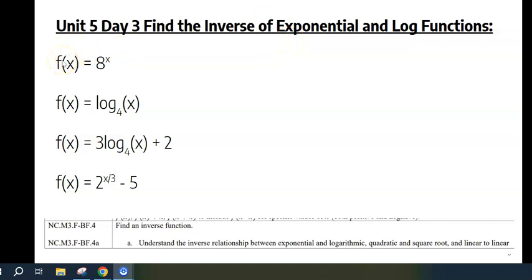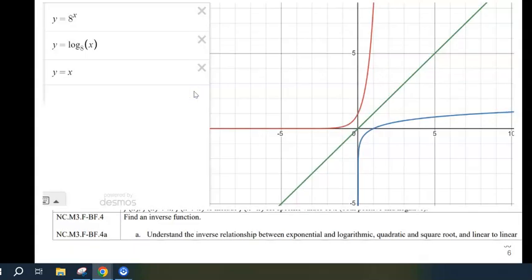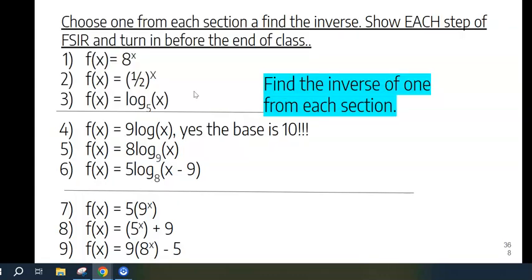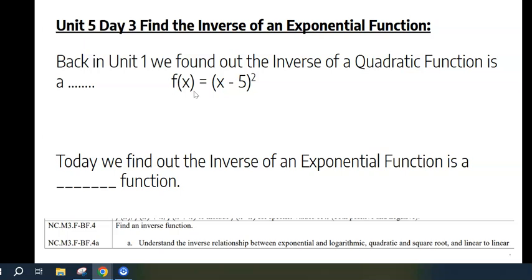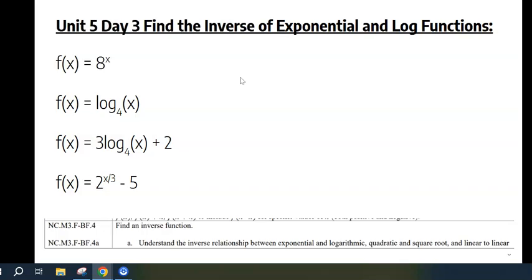Unit 5, Day 3, we do inverse of exponential and log functions. The inverse of an exponential function is a log function, and a log function would be an exponential function. Just like we did in Unit 1 when we had a quadratic function, it would inverse to a square root function. Similar thing happens here with exponential to log and log to exponential.